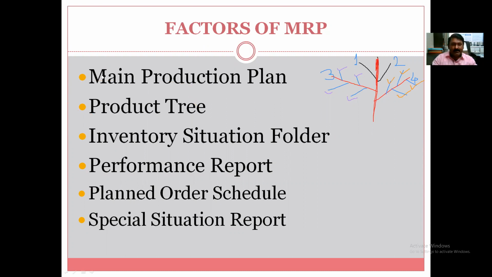And what are the different materials required by considering the product? The product tree decides at which stage which material is required at what time. Inventory status: what is the inventory of raw material in any one of the industries? What is the in-process inventory, that is semi-finished goods, neither raw nor fully finished, and what finished goods are available? These are the factors considered for material requirement planning.